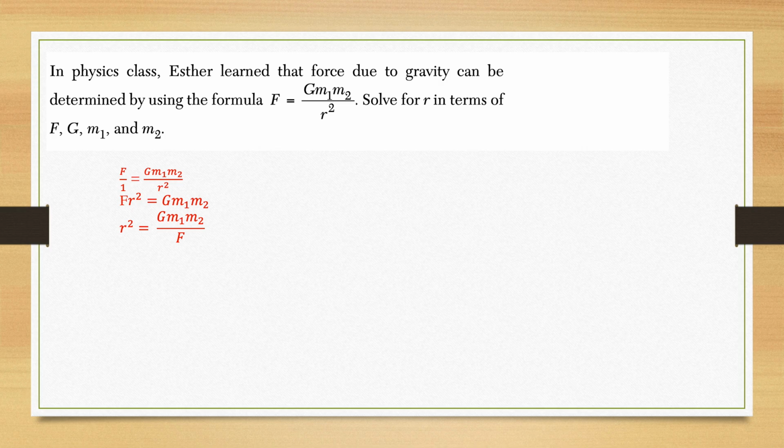And that gives me r squared equals g, which is actually the force of gravity, times the mass 1, the mass of the first object, the mass of the second object, divided by what the force is. And then if I square root both sides, I get the radius is the square root of that gravitational constant g times the mass of the first object times the mass of the second object divided by what the force was.